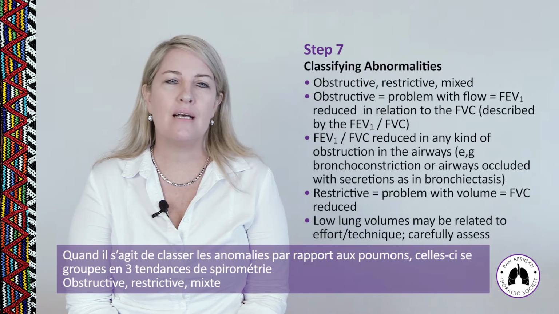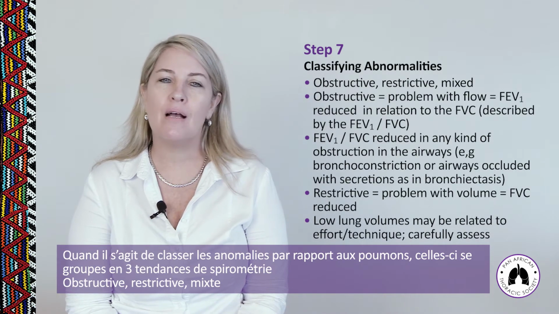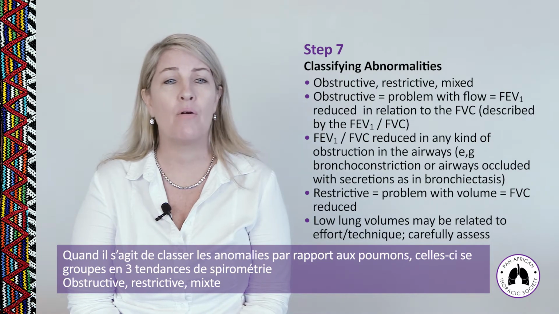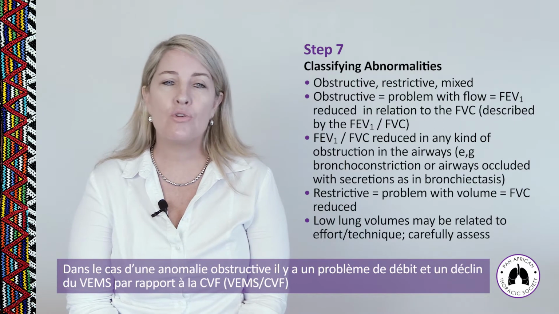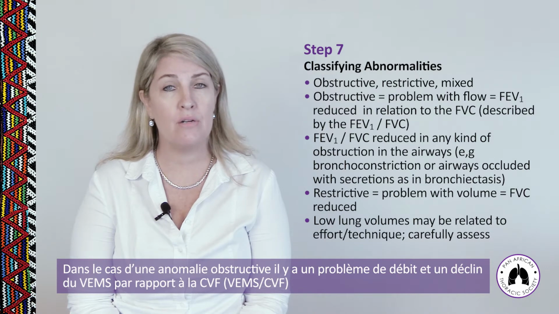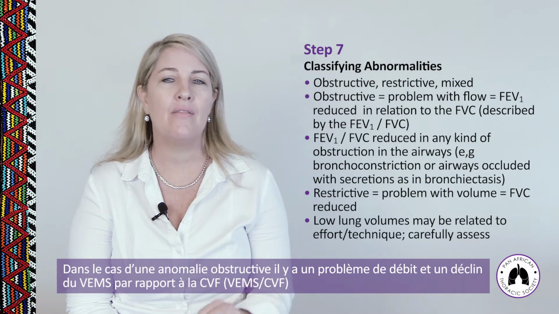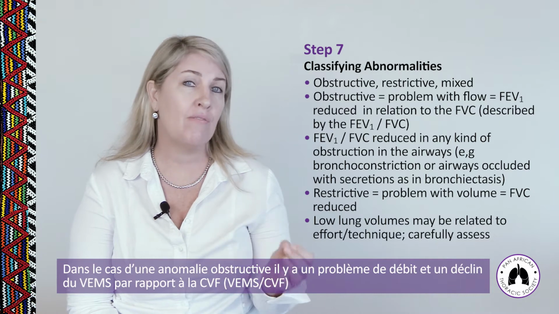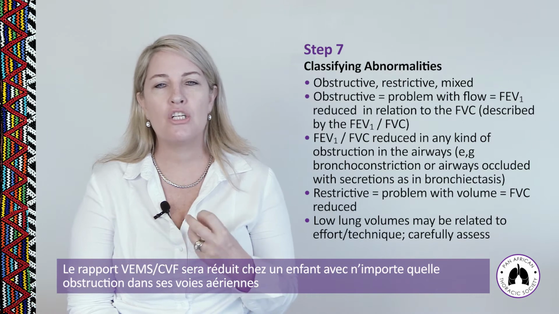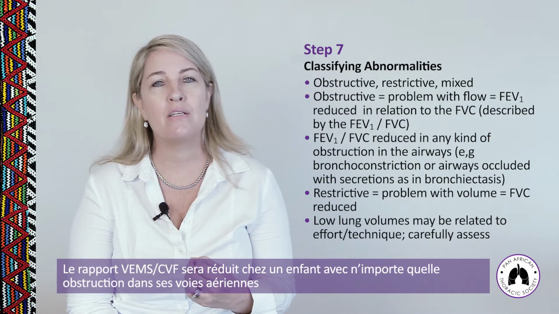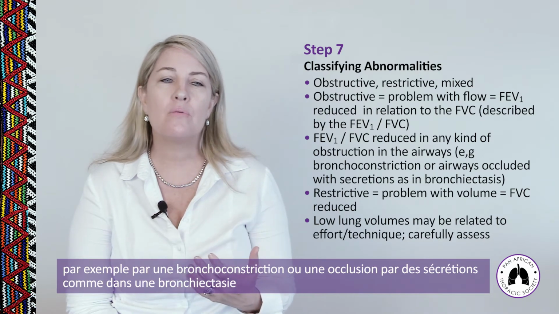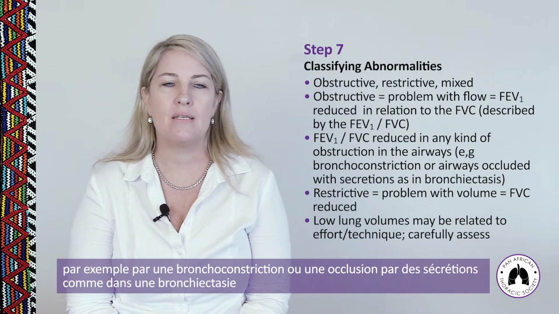So when it comes to classifying abnormalities, abnormal lung function can be broadly classified into obstructive, restrictive, and mixed spirometry patterns. In an obstructive lung impairment, there is a problem with flow and the FEV1 is reduced in relation to the FVC, and this is described by the ratio of the FEV1 to the FVC. The FEV1 and FVC will be reduced in a child with any kind of obstruction in the airways, caused, for example, from bronchoconstriction of the airways, or airways occluded with secretions, for example, in bronchiectasis.